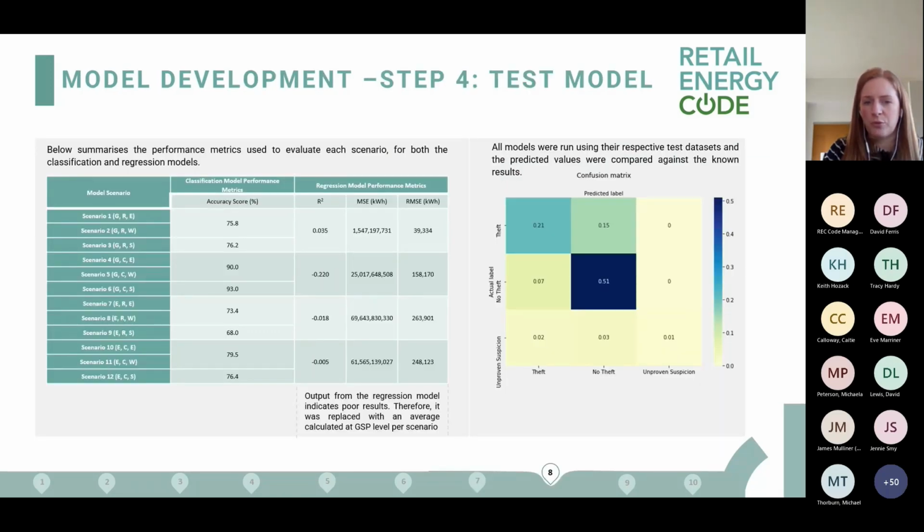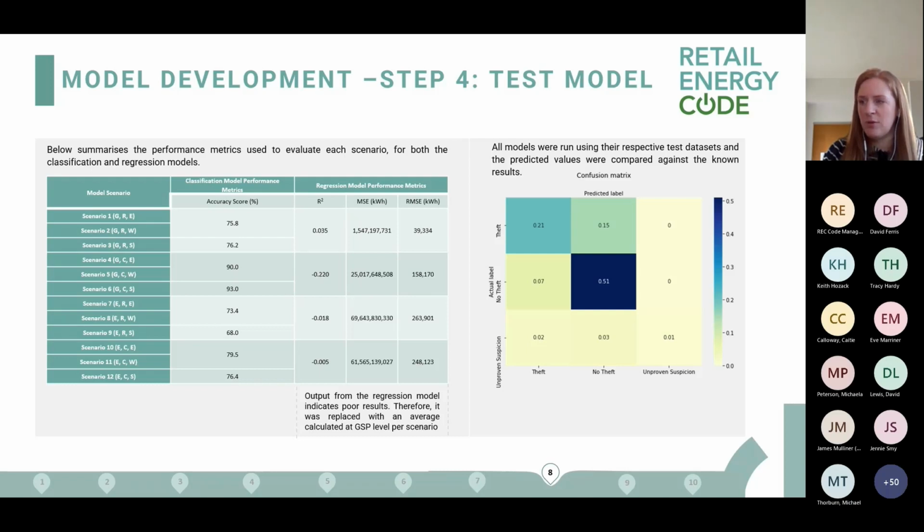So we trained the model, and then we used that 20% sample to test the model as well. To assess that, we were looking at some of the statistical outputs from it. Within this, for the classification model, which was the first one to determine whether it was theft, unproven suspicion, or no theft, we carried this out across each of the 12 scenarios. And the key measure of this is what's known as an accuracy score.